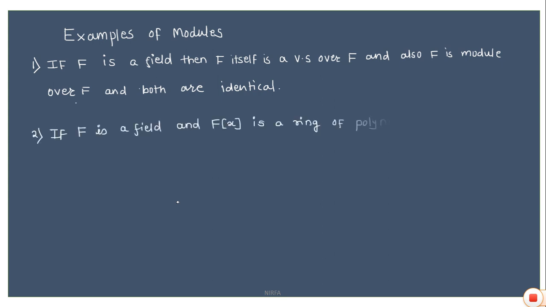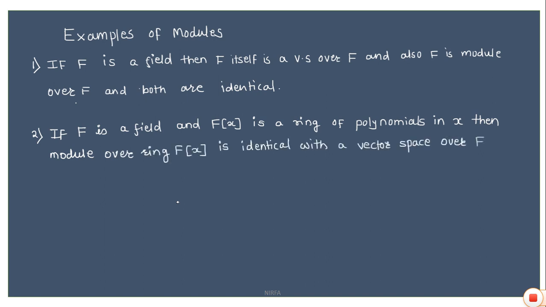Also, we'll try to understand a second example. If F is a field and F[x] is a ring of polynomials in indeterminate x, then a module over the ring F[x], that means a module over the ring of polynomials, is identical with a vector space over the field F, combined with a linear map from module to vector space.